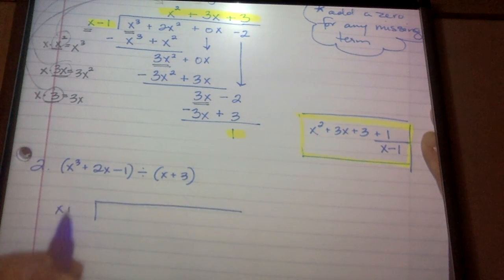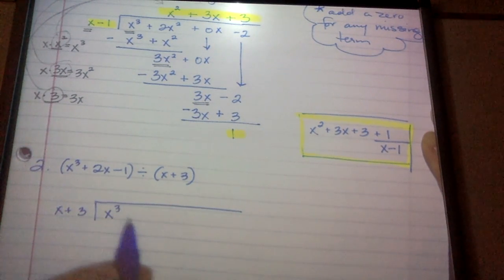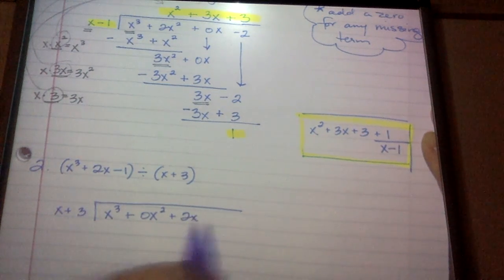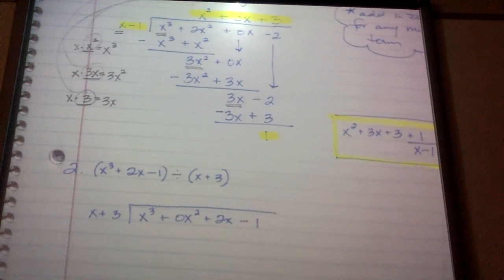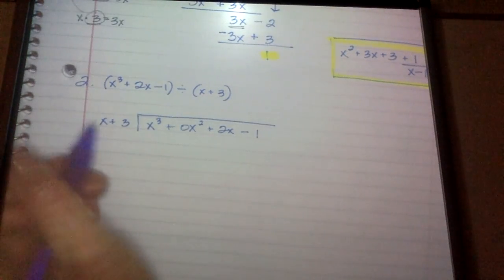You have x plus 3 out here. Make sure you fill this in, including any missing terms. I'm missing 0x squared plus 2x minus 1. Okay. And we're going to repeat that whole process over again.